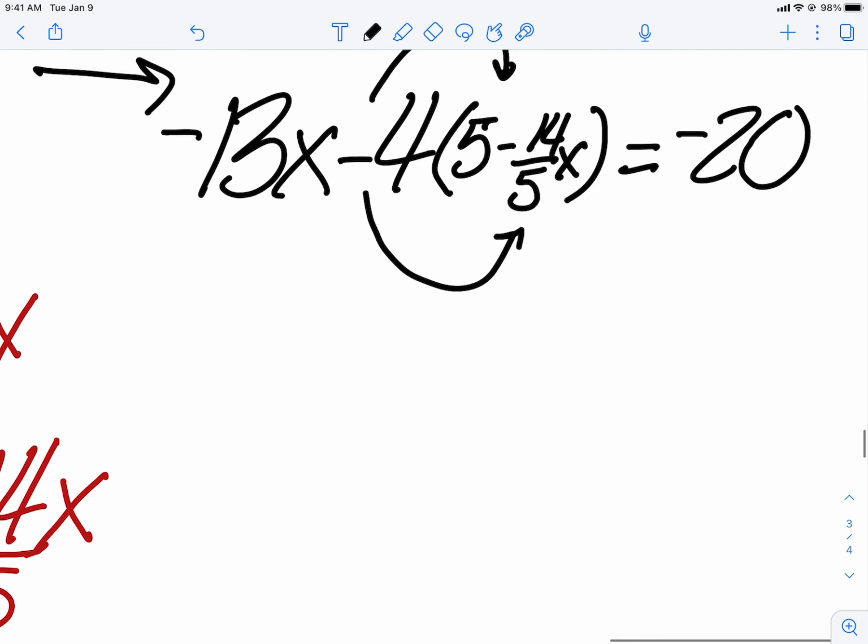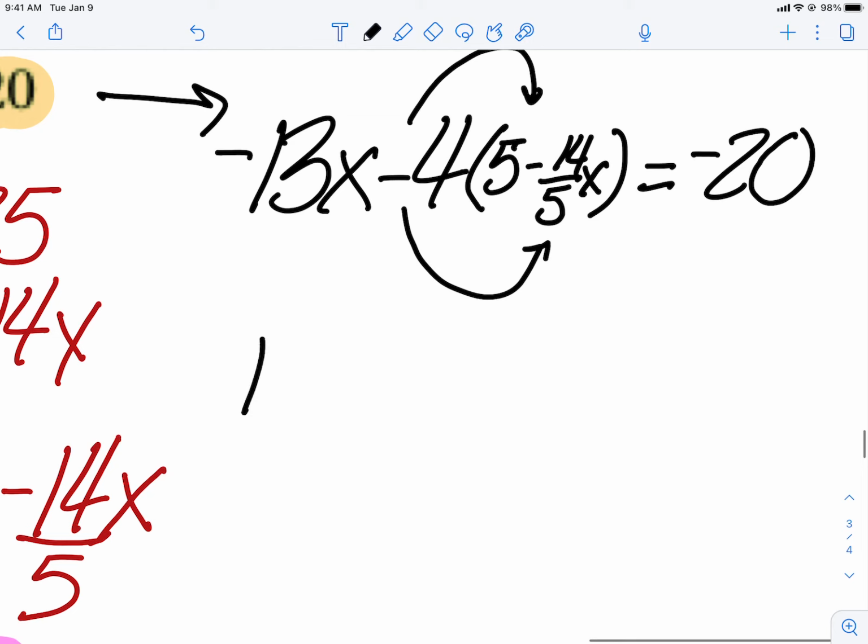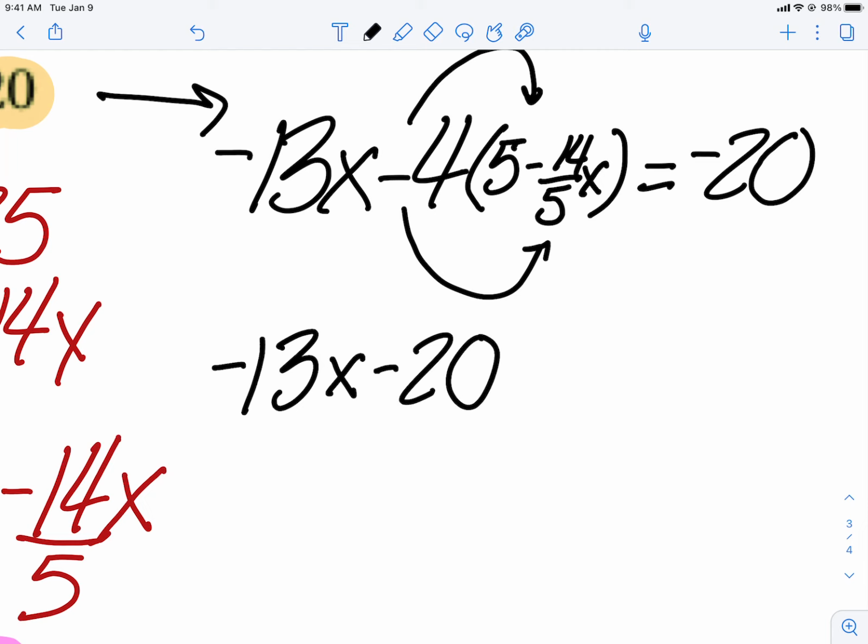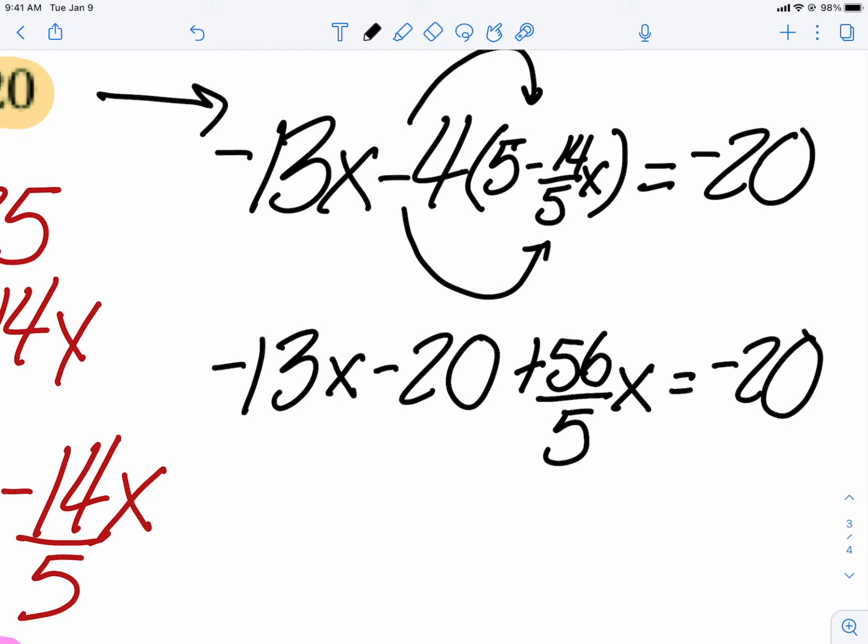So, looks tough, but let's do it. So I bring down my negative 13x. Negative 4 times 5 is negative 20. Negative 4 times negative 14 is a positive 56. Can't forget my over 5 part. X is equal to negative 20.